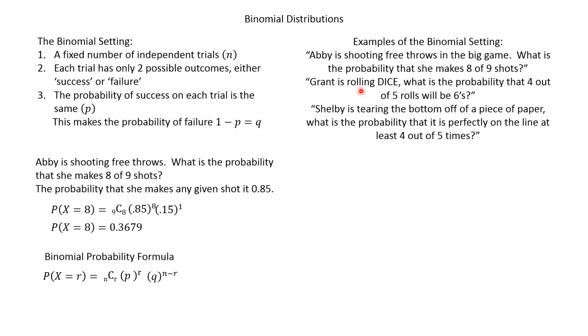let's look at the dice question. Grant's rolling dice. And you're going to try this one. See if you can use the formula and plug in what we know. So Grant is rolling dice. What's the probability that 4 out of 5 rolls will be 6s? Now over here, we had to specify what that probability is. You know what the probability that a roll will be a 6 is. So the P is going to be 1/6.